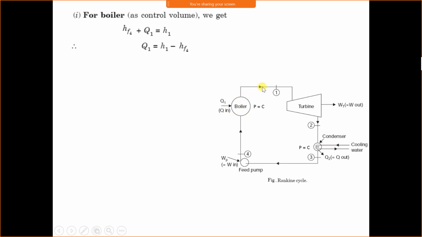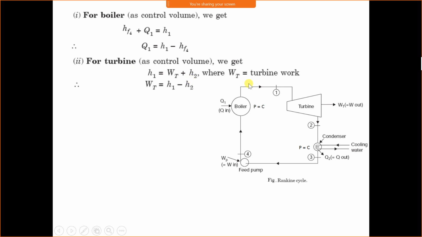It's converted into steam at point 1. Therefore, enthalpy at point 1 is a sum of enthalpy at point 4 plus heat supplied. Here you can see enthalpy at point 4 means water is supplied with an enthalpy HF4, then heat is added to the boiler and it converts into steam with an enthalpy H1. Therefore, Q1 is equal to H1 minus HF4. Heat supplied to the boiler is equal to enthalpy at outlet minus enthalpy at inlet.